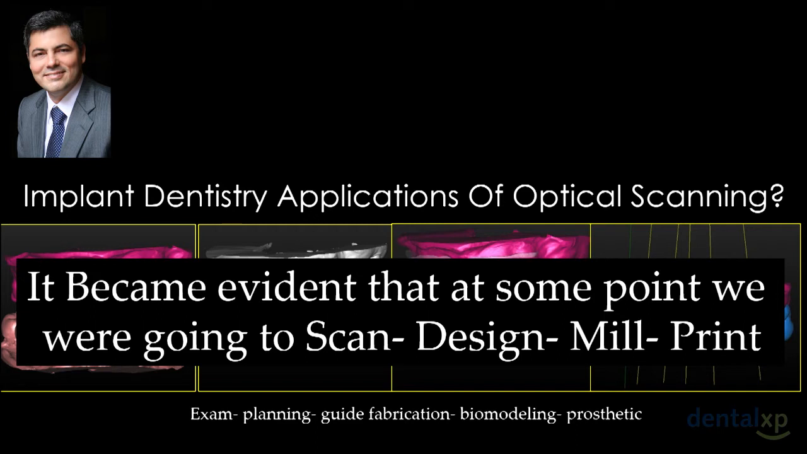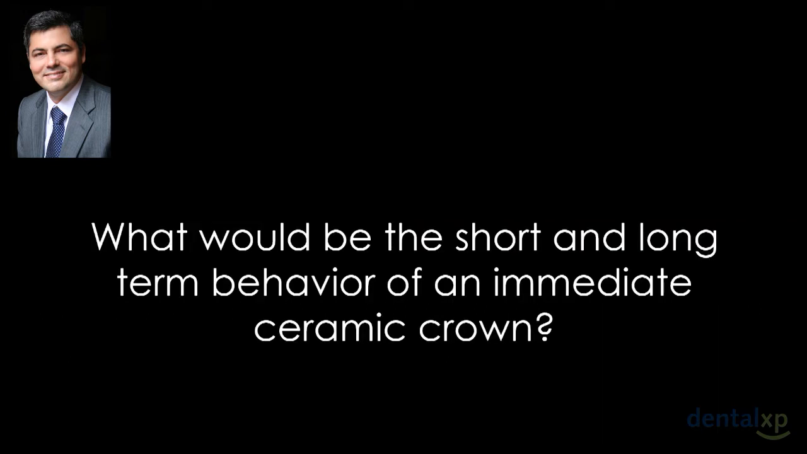So several years ago, it became evident that at some point we were going to scan, we were going to design, we were going to mill and or print chairside in our practice. And the main question that we had was, what would happen? What would be the short and long-term behavior of an immediate ceramic crown? Because usually we have been talking about the behavior from the occlusion standpoint, and that's the reason why many of us were utilizing acrylics and composites to do final restorations on implants. But the other question is, what happened at the soft and hard tissue level?